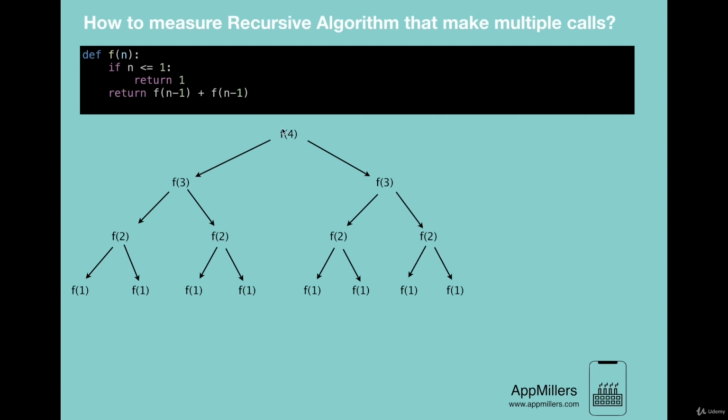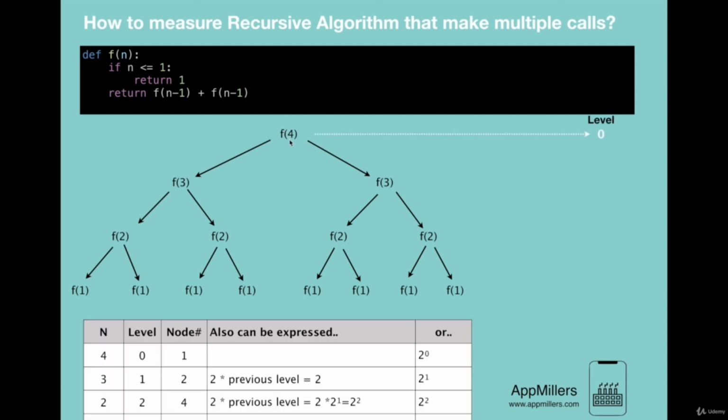So here in level 0, we have only one node. Then we are continuing to level 1. Here we have two nodes, 1, 2. Then in level 2, we have 1, 2, 3, 4 nodes. Then in level 3, we have 8 nodes, which means that we can express each level as 2 to the power of the level, as you see in this table. So if we sum up these levels, we will get 15, which is the number of calls we counted over here.